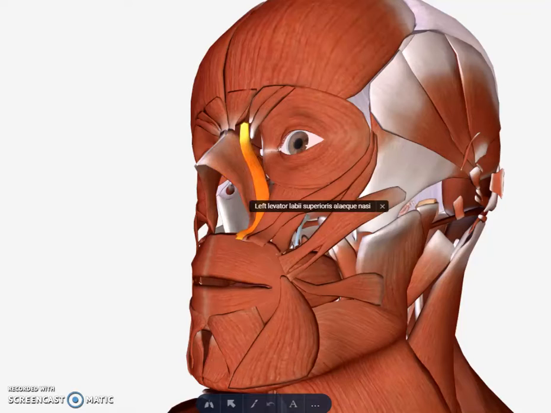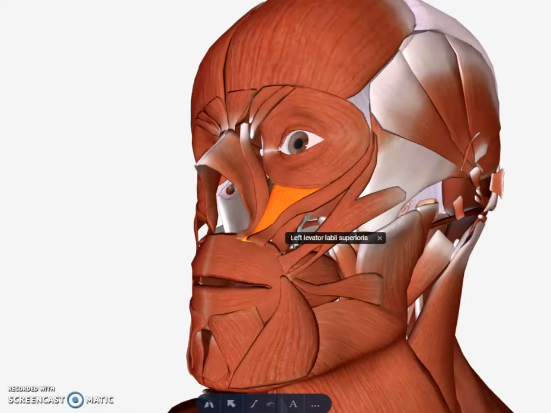This is the levator labii superioris alaeque nasi. It elevates upper lip and flares nose and helps create a snarl. The origin is the maxilla by upper nose. The insertion is the skin of nose and upper lip.